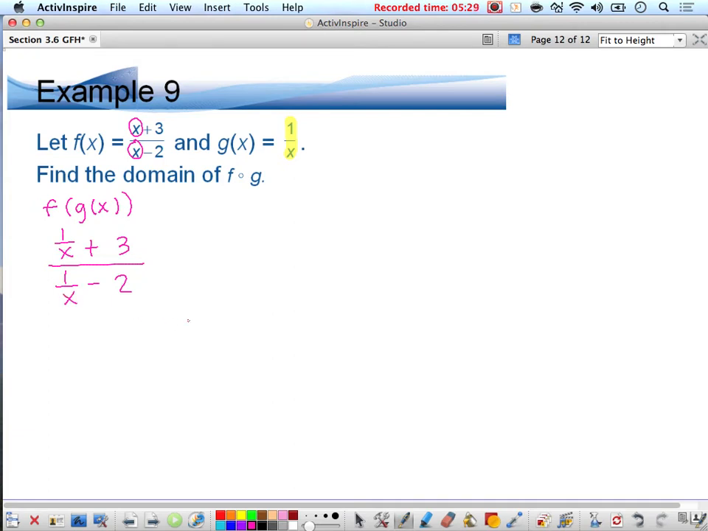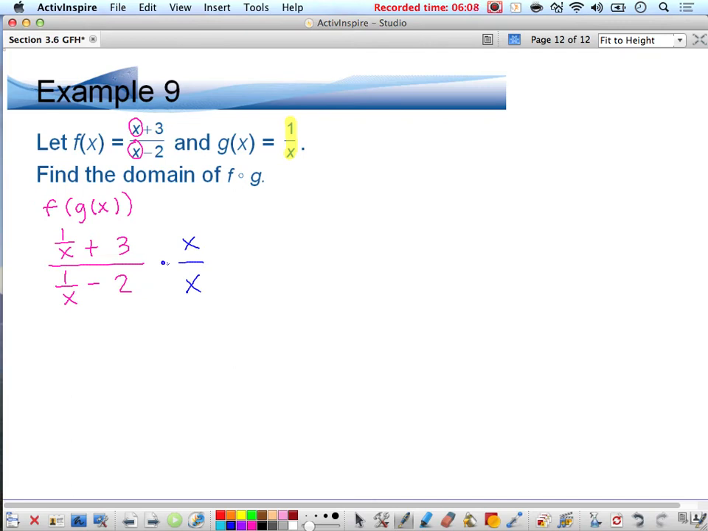And that creates a situation that we've never really seen very often yet, but we will deal more and more with it as we move along. It's called a complex fraction. To simplify a complex fraction, you simply multiply top and bottom by the least common denominator of all of the terms. So I have to multiply all four, 1 over x plus 3 and 1 over x minus 2, by the common denominator of those four things. It turns out just to be x. So I'm going to multiply top and bottom by x.